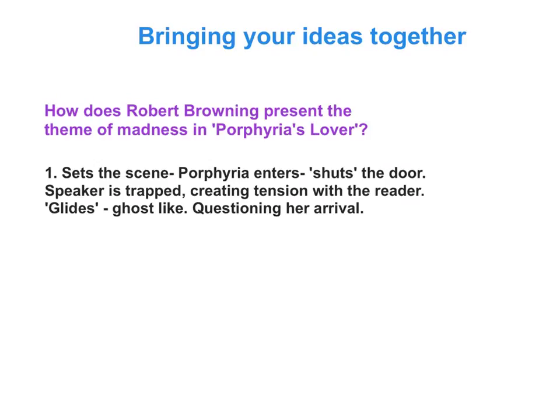Through Porphyria's entrance, Robert Browning is setting the scene. She shuts the door straight away with intent. There is no option for the speaker to leave, and he is trapped. This creates tension with the reader, as she glides in a ghost-like way, we are questioning her arrival. The combination of feeling tense and questioning leads us to this sense of madness. What is happening? Who is she? And why is she there?